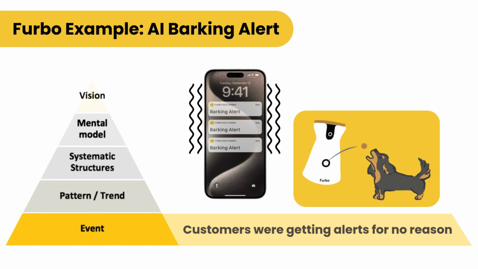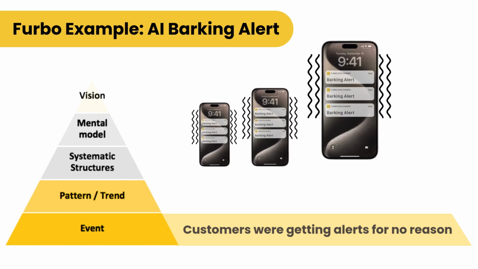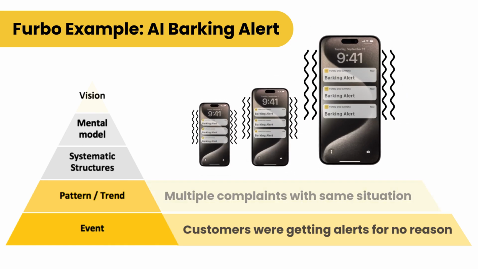Was this just a few isolated cases, or did we see a pattern? Definitely a pattern. We started noticing multiple customer complaints over time. It wasn't just a one-time glitch or a few isolated incidents. We were getting consistent feedback that the barking alert was triggering too often and incorrectly. Okay, so a pattern of false alarms. So we dug deeper into the systematic structure. What did we find was causing this pattern?